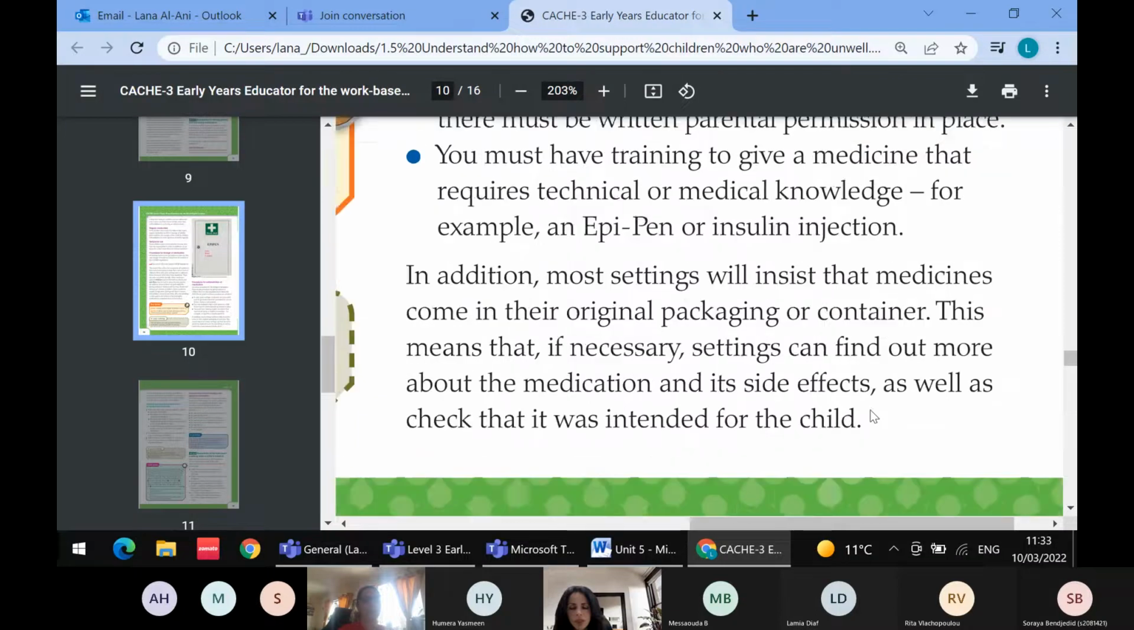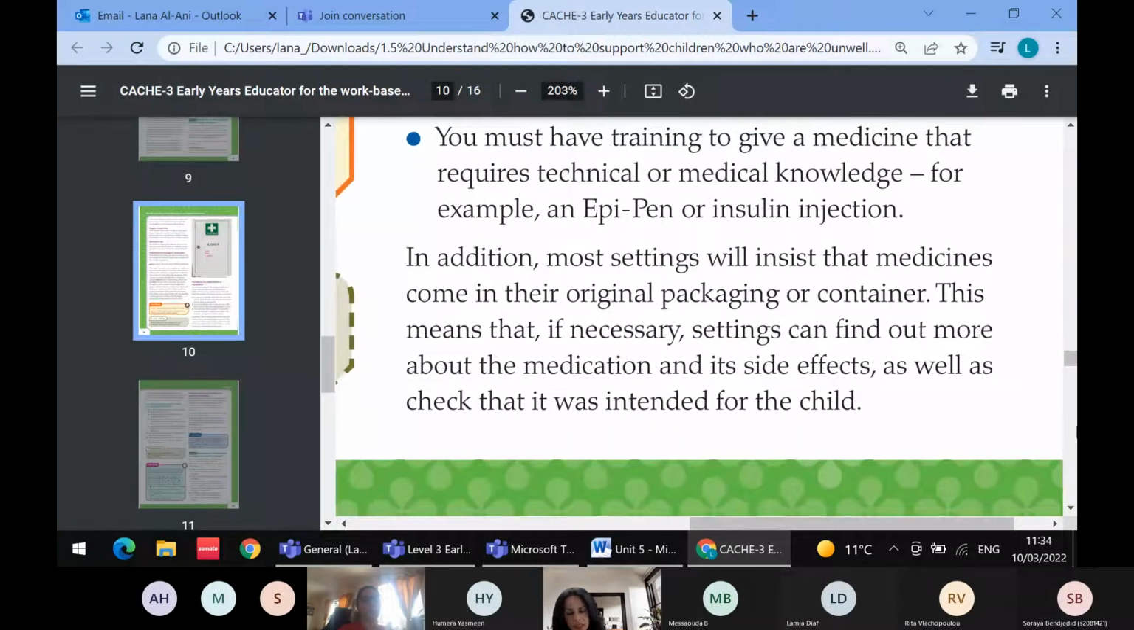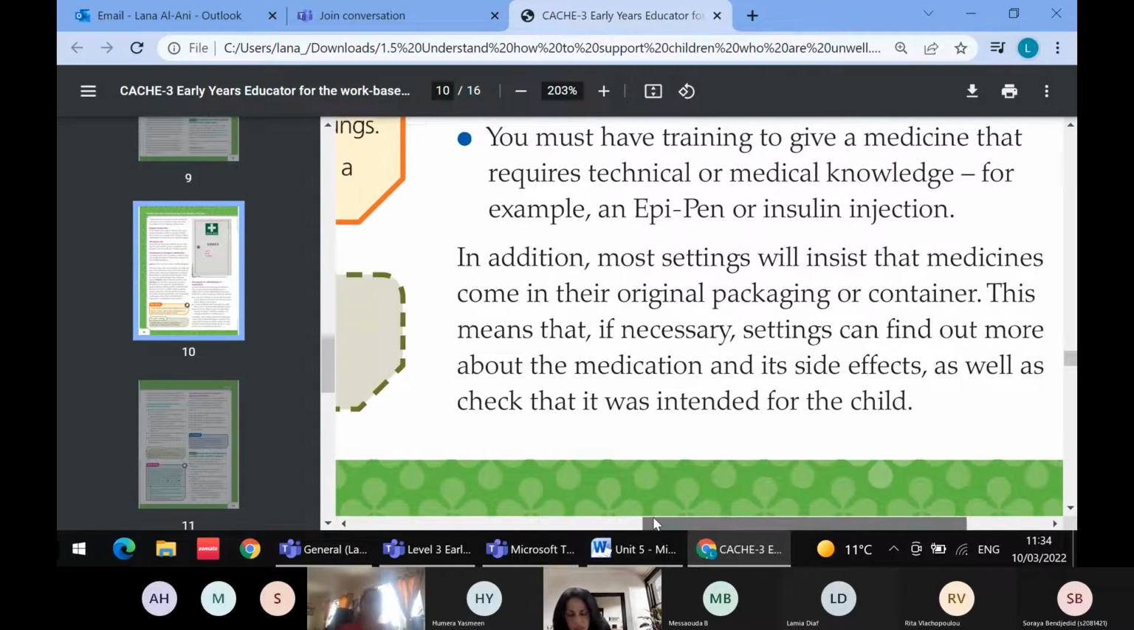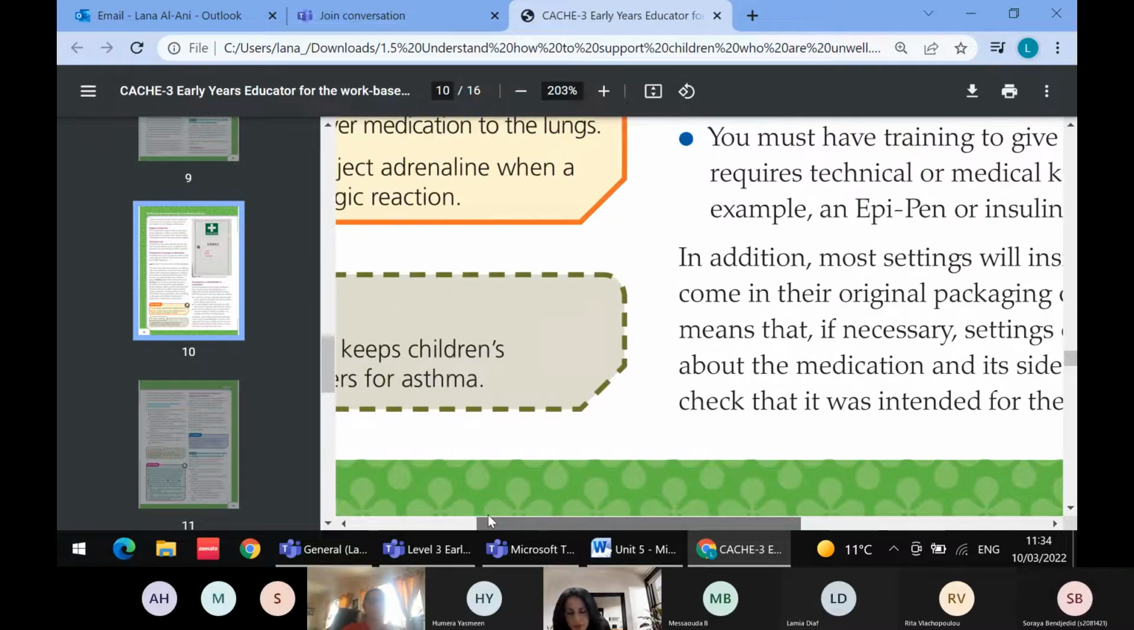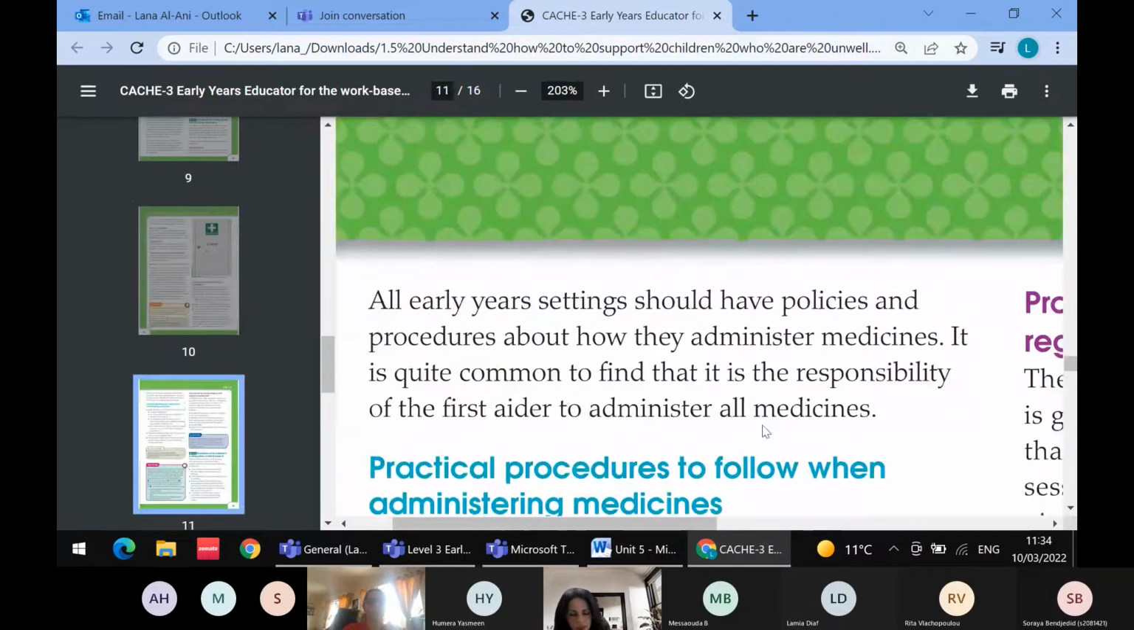In addition, some settings will insist that medication comes in its original packaging or container. There is no medication without a container. It depends on the policy and procedure of the nursery. And why? Because the nursery needs to find out more about this medication. They need to check the outside packet and read a little more about it, understand it more, because each medication is different. Side effects. Exactly, what's the side effect, everything.